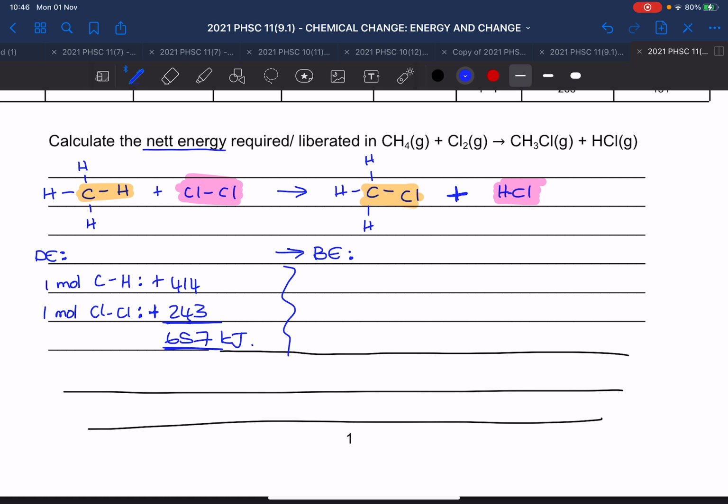If we look on the right hand side, we have 1 mole of carbon chlorine that forms and 1 mole of hydrogen chloride that forms. The first one, the second one. The second one is 431. And is it plus or a minus? No, it's a minus because the bonding energy is the energy that is given off. It's the energy that is given away. So we subtract it. The other one is 339, and it's also a negative. It's also the energy that is given off. Okay, so that gives you minus 770.